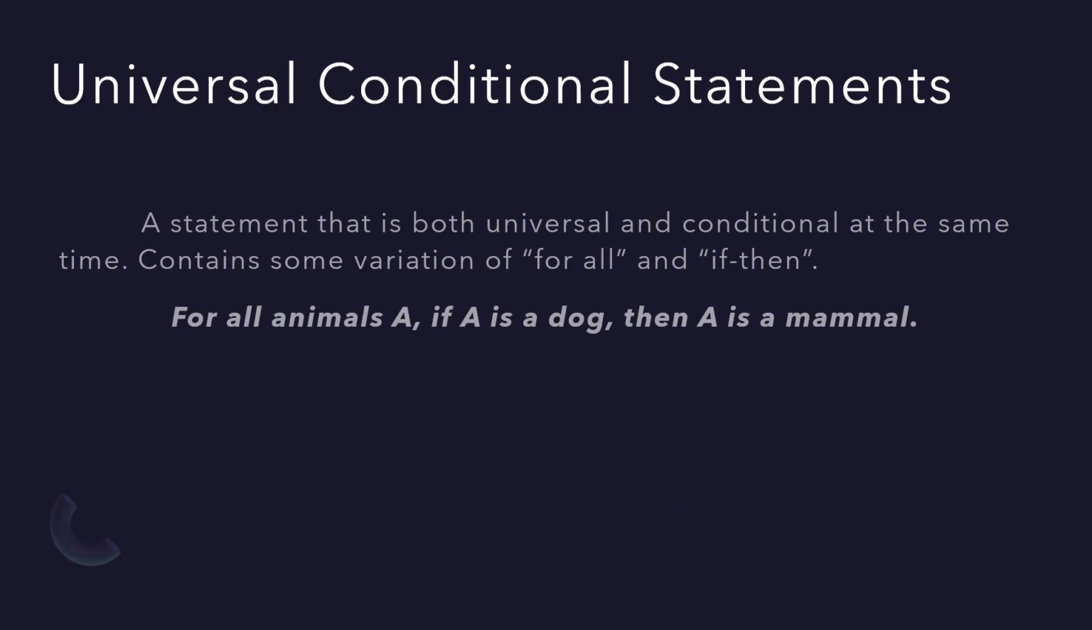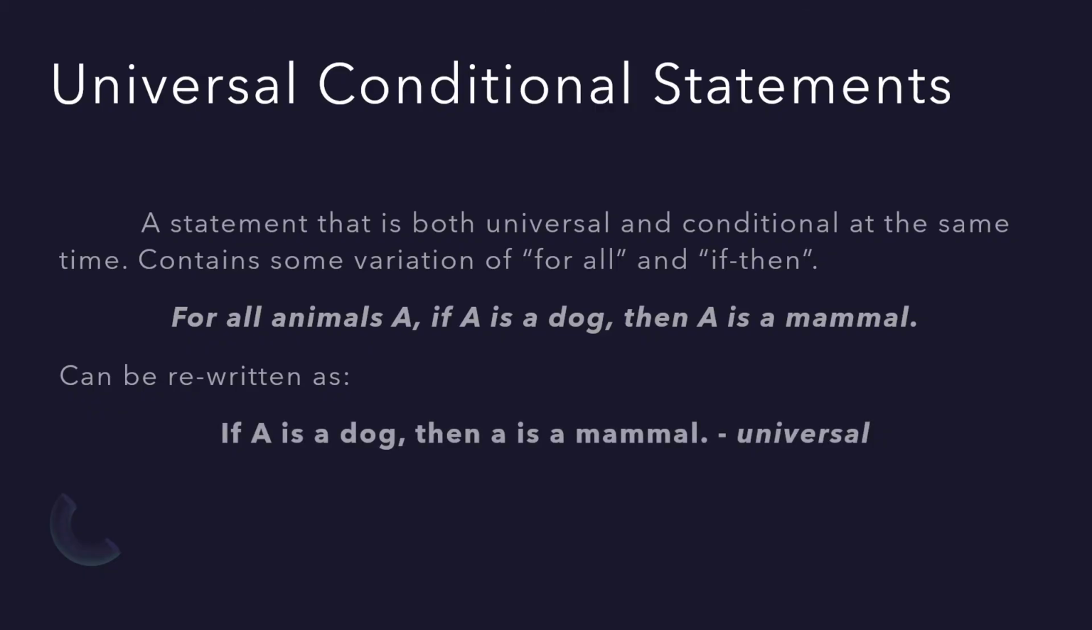That is our universal conditional statement. We need to verify that it really is one: you should see the for all, or the all, and the if-then in one statement. Here is the for all, and then here is the if-then. Now we identify the universal part. This can be rewritten as: if A is a dog, then A is a mammal. Basically, all dogs are mammals. Then, for all dogs, A is a mammal.